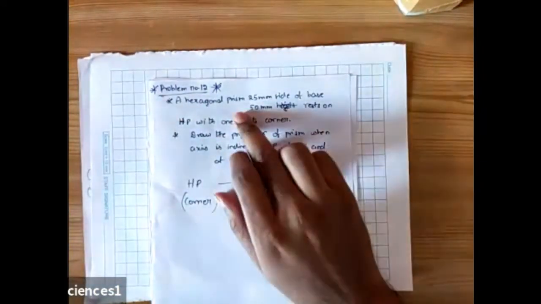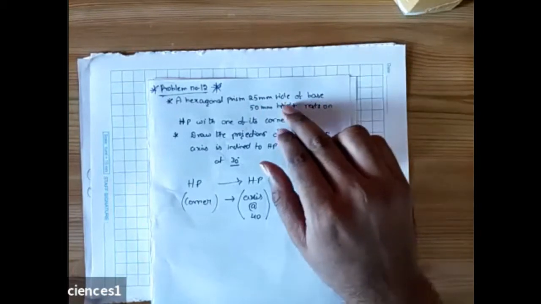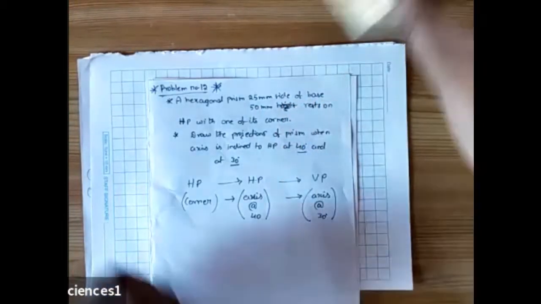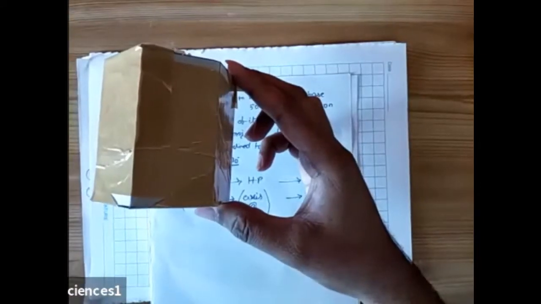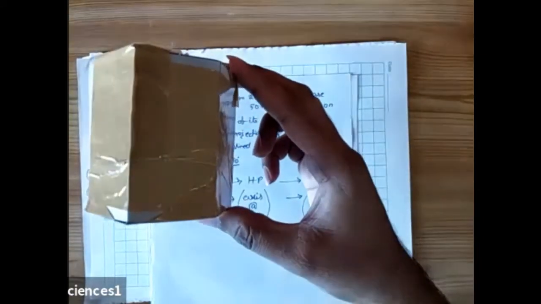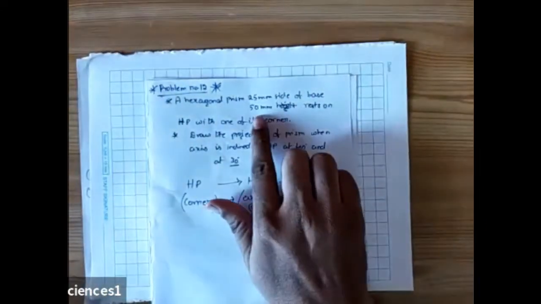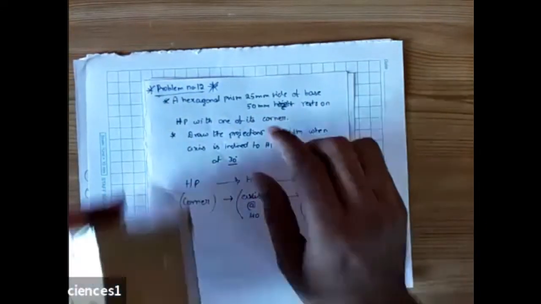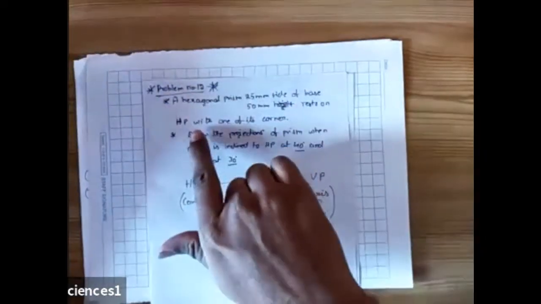A hexagon prism of side 25 mm, side of base. The base side is given to you as 25 mm, and 50 mm height. The height of the prism he has given you as 50 mm, is resting on HP.